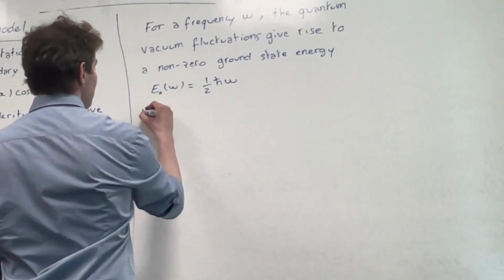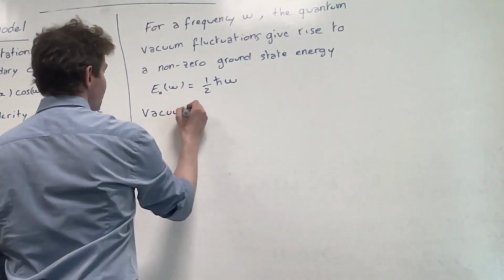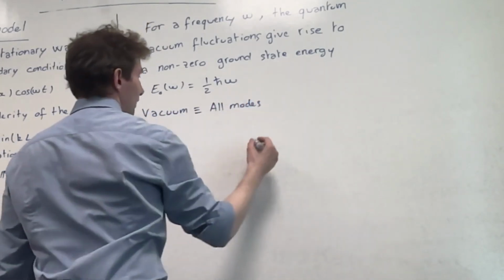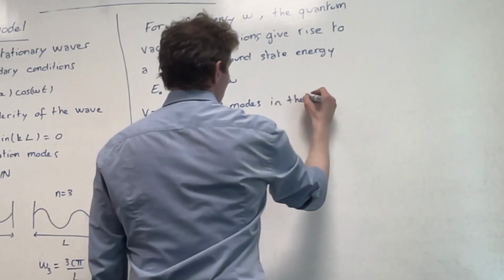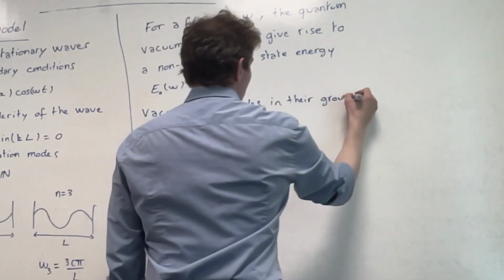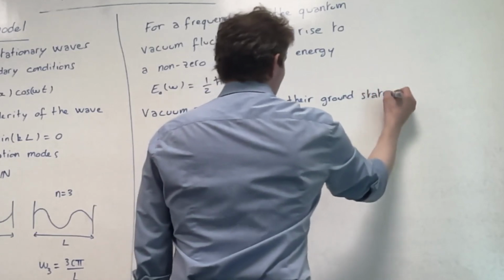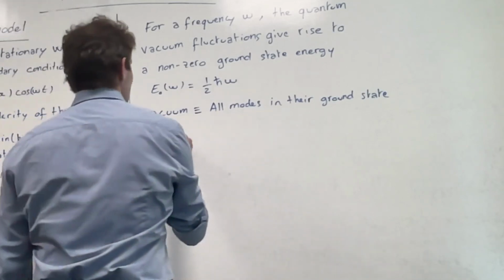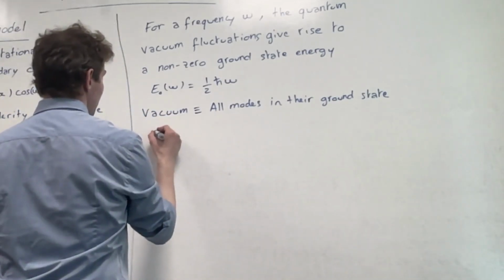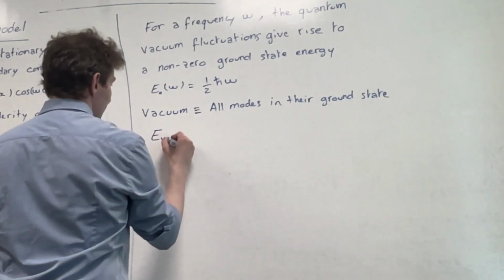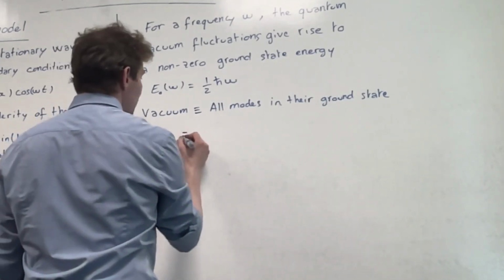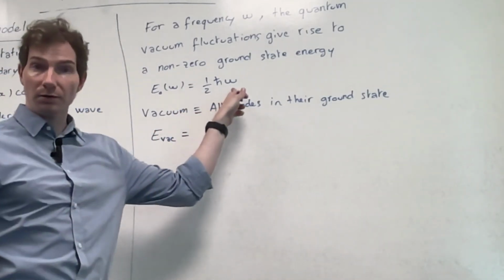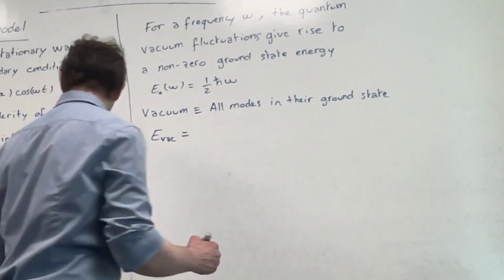So vacuum equals all modes in their ground state. Okay? But what that means is that we can calculate, therefore, the energy of the vacuum. And so we are going to look at the energy of the vacuum, which is going to be equal to, essentially, half h bar omega, but for all of them, for all the frequencies that I have here.